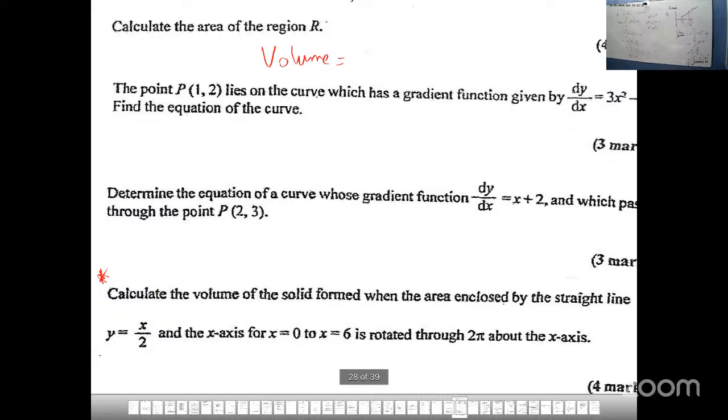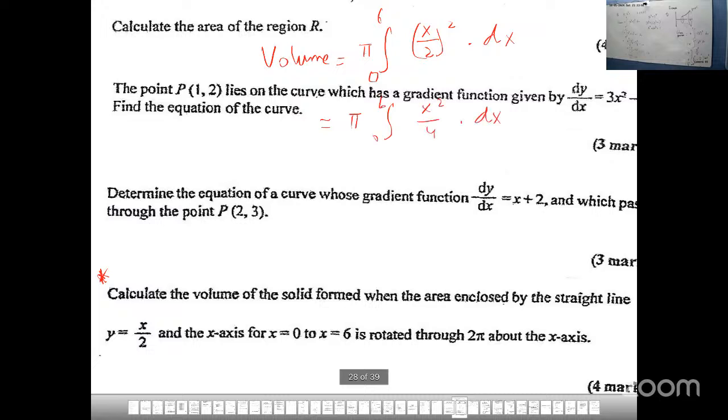Right, so the volume is equal to pi times the integral between 6 and 0 of (x over 2) squared. So that'll be pi times the integral between 6 and 0 of x squared over 4.